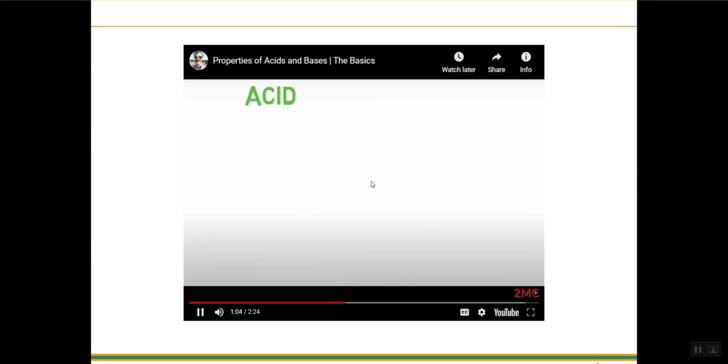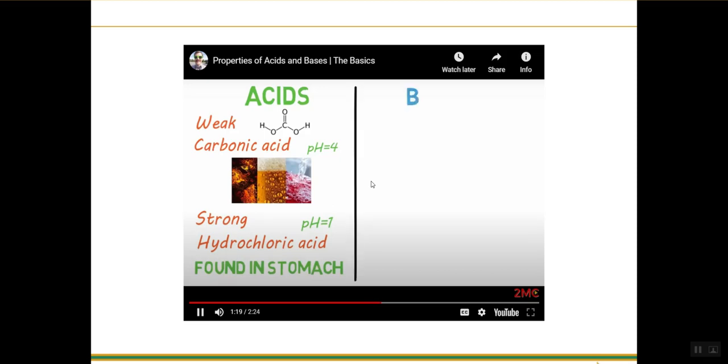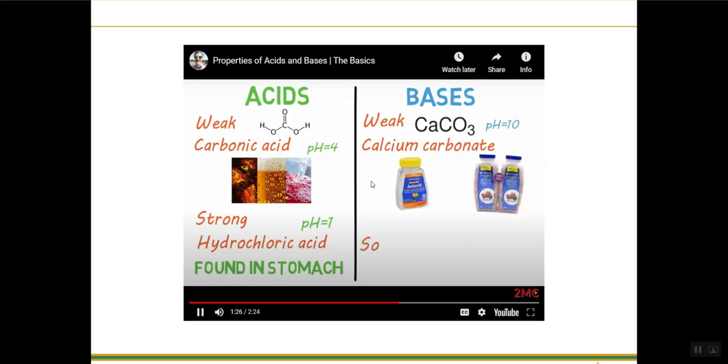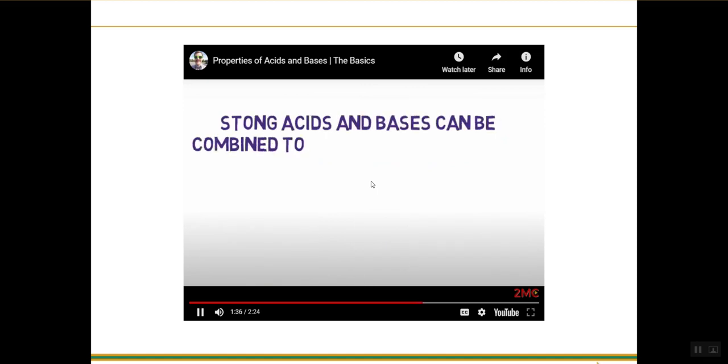An example of a weak acid is carbonic acid, which has a pH of 4 and can be found in carbonated beverages. Hydrochloric acid has a pH of 1 and is a strong acid, and this is the acid in your stomach that helps with digestion. An example of a weak base is calcium carbonate, which has a pH of 10 and can be found in antacids. Sodium hydroxide has a pH of 14 and is a strong base, and can be found in some drain cleaners.